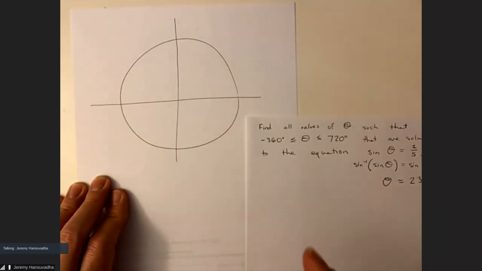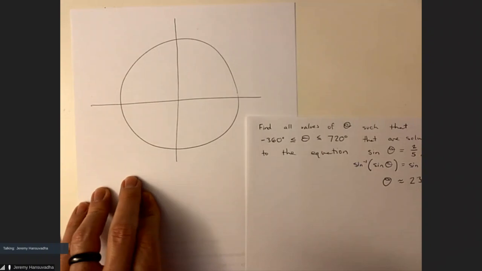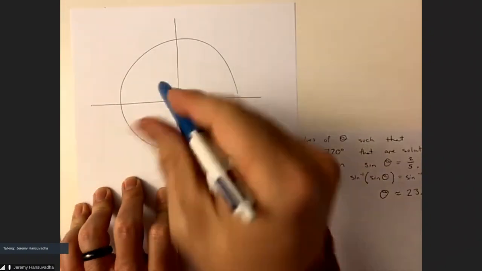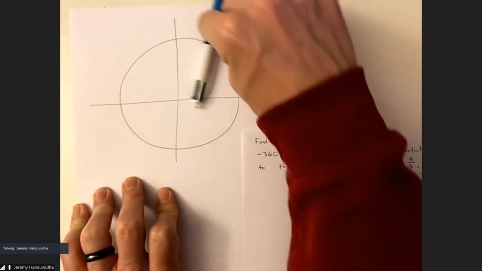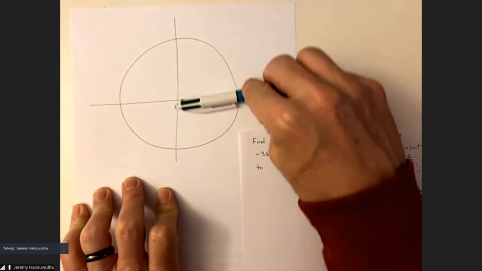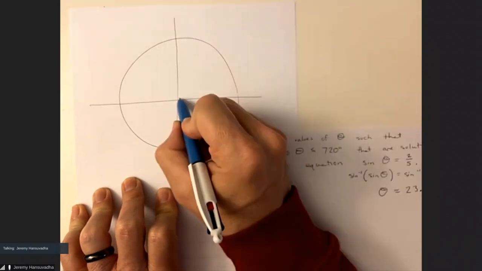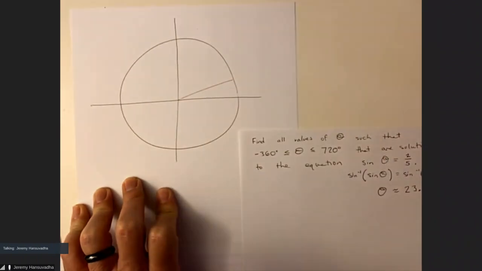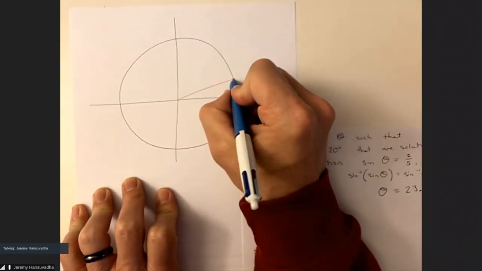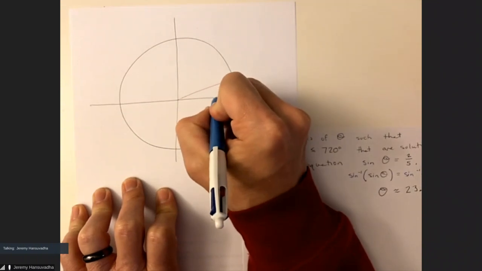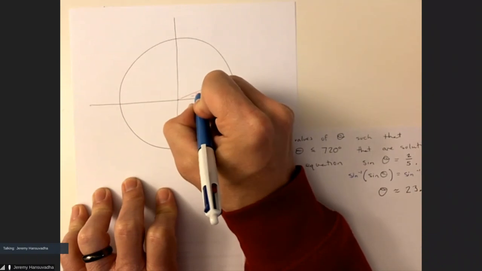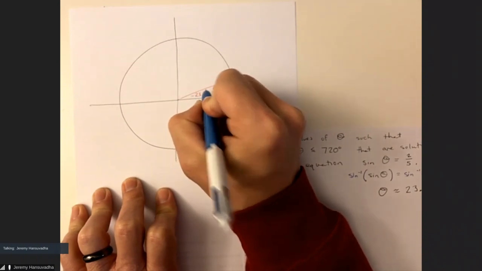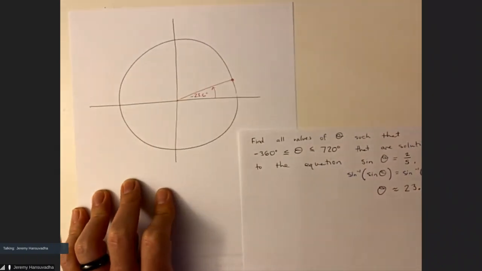23.6 is going to be, let's see, I want that in red because it's on the right side. This is 0 and this is 90. 23.6 is maybe that much, almost exactly a quarter, actually. So that angle right there, that much rotation, is about 23.6 degrees. Okay, so that's our principal value.